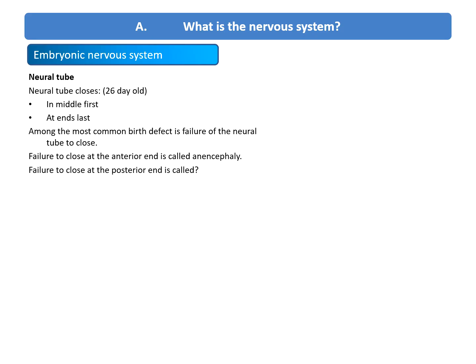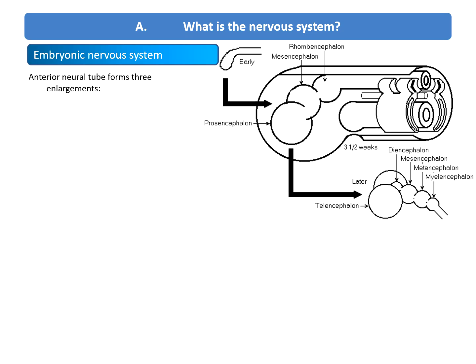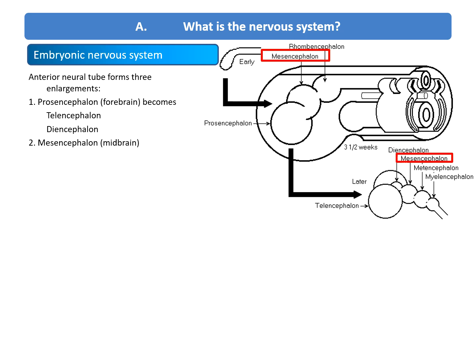Failure to close at the posterior end is called what? Spina bifida. The anterior end of the neural tube forms enlargements. At first, there are 3 enlargements. The prosencephalon, literally the first brain or forebrain, eventually develops into 2 parts, a telencephalon and a diencephalon. It means end brain and tween brain.